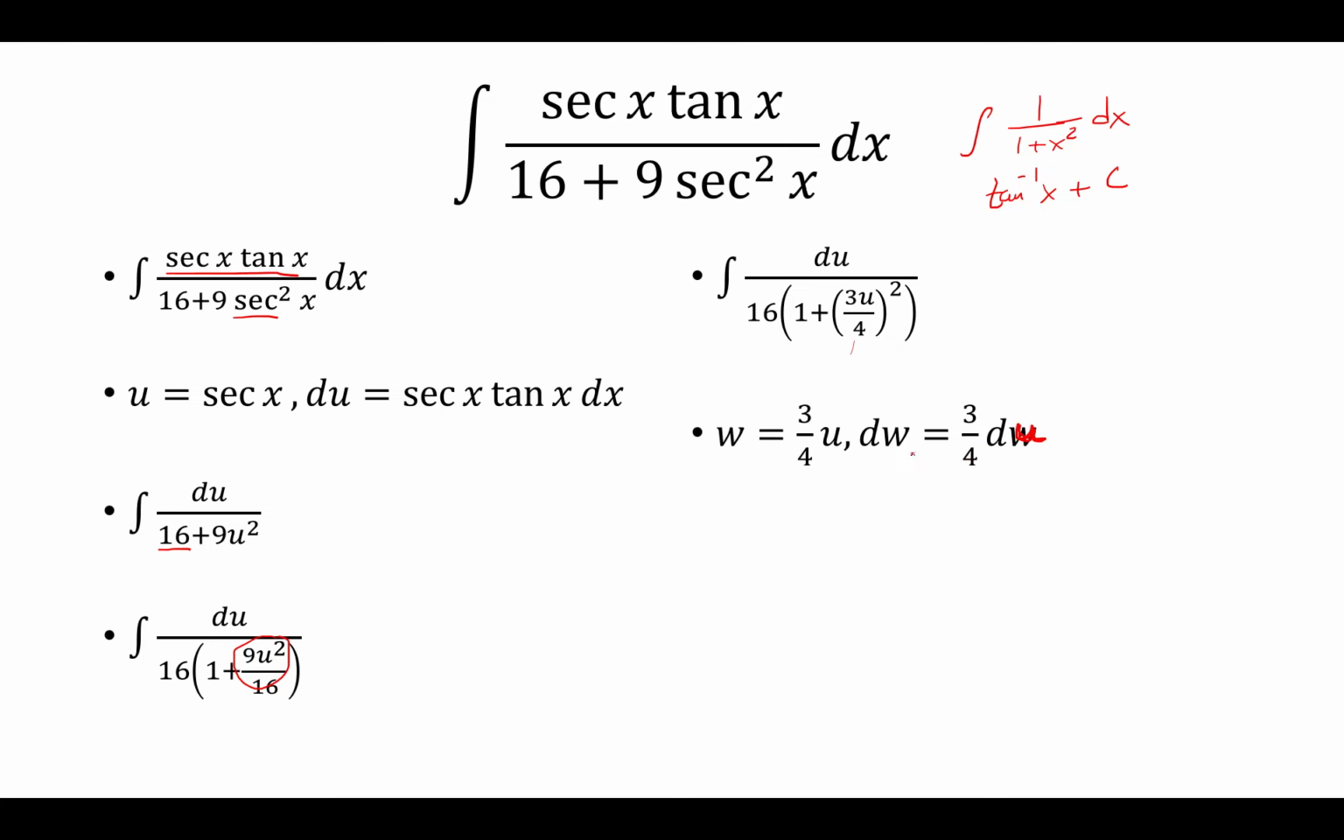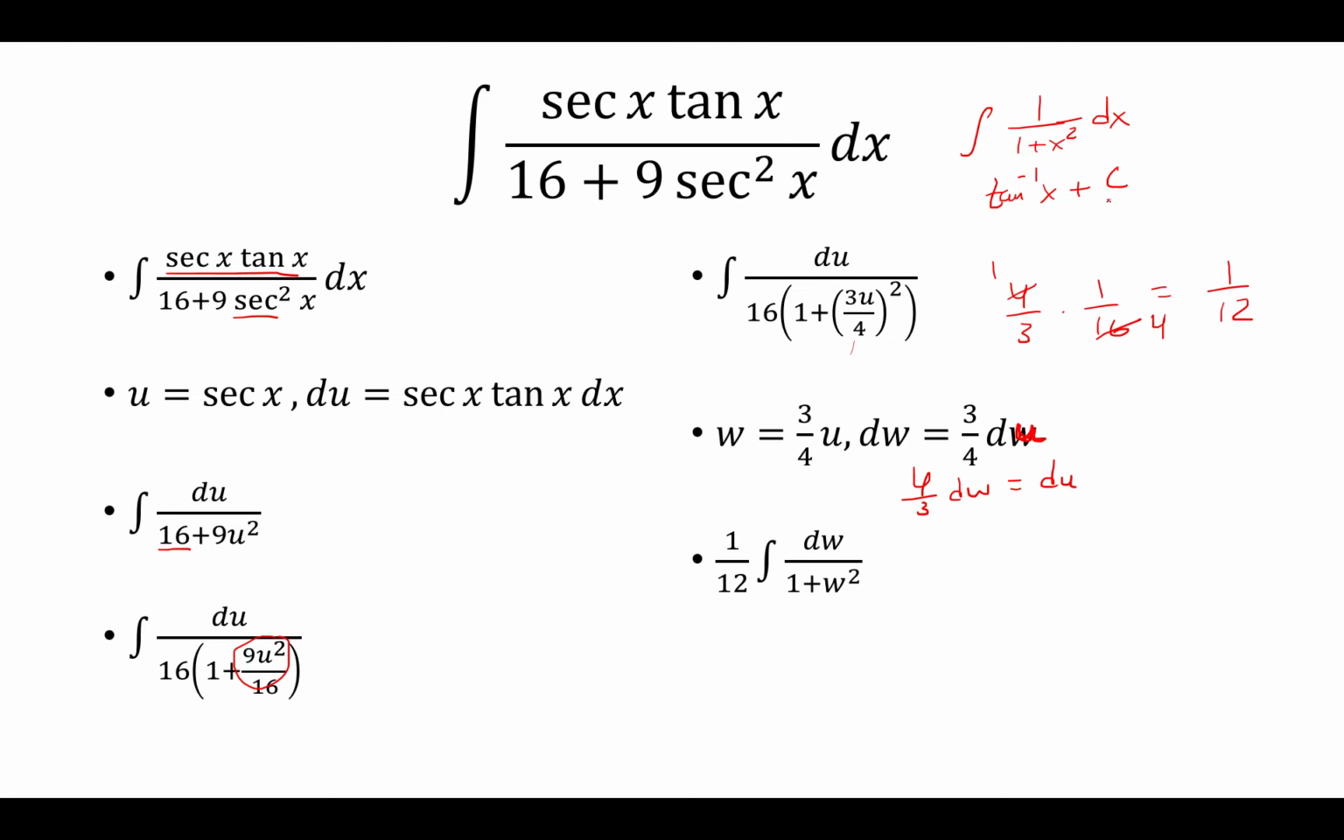So we'll multiply both sides by 4/3. We get 4/3 dw equals du. And then we have the 16 on the bottom here. So it's like 4/3 times 1 over 16. That becomes 1. This becomes 4. That's how we get 1/12. And then we have dw over 1 plus w squared.